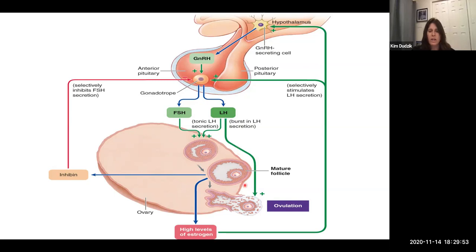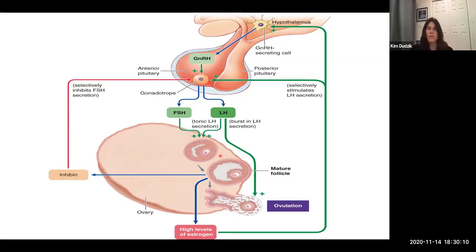Okay. Here you see, again, the surge in LH, which causes the ovulation. And again, more high levels of estrogen, negative feedback on the hypothalamus and the anterior pituitary gland. And again, that's because now we've got ovulation.